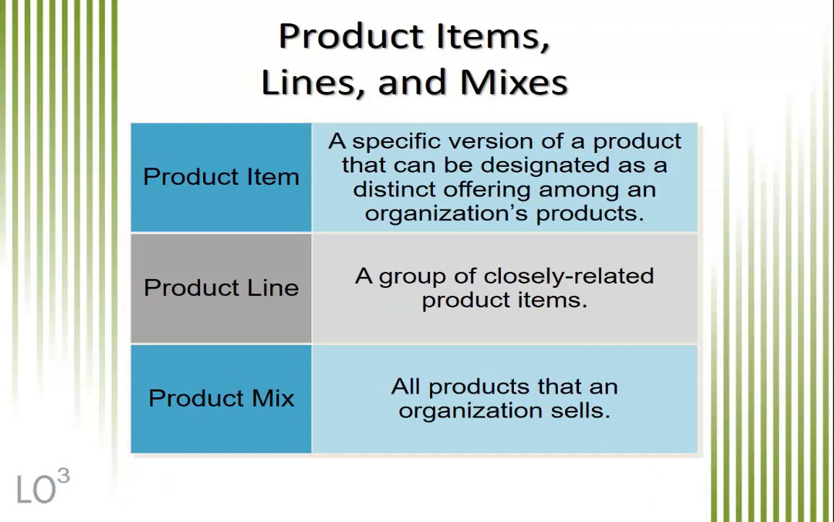Rarely does a company sell a single product. Instead, it sells a variety of product items that may be categorized into product lines and product mixes. A product item is a specific version of a product that can be designated as a distinct offering among an organization's products. A product line is a group of closely related product items. Product line depth is the number of product items in a product line. Product mix, or product portfolio, is all products that an organization sells under an umbrella brand. Product mix width, or breadth, refers to the number of different product lines an organization offers.